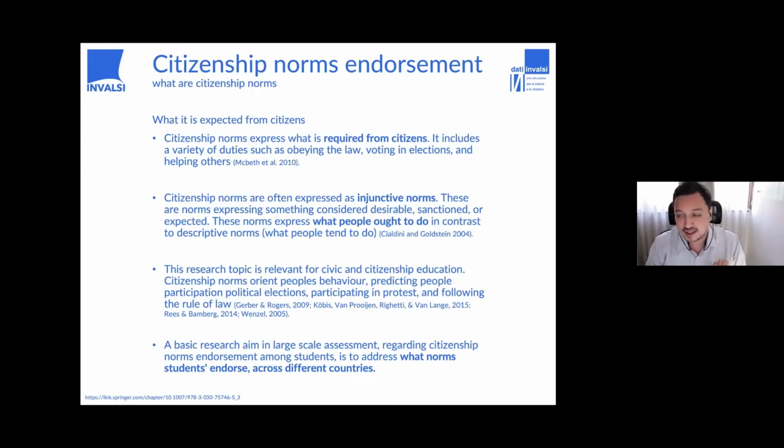And we have previous research that is possibly related to political participation in protests, and following the rule of law. One of the basic research aims in the case of large-scale assessment, in particular in the case of citizenship norm endorsement among students, is to address what are the norms that students tend to endorse more and how and why. But at the same time, if we want to make comparisons between countries that have different educational institutions and different political institutions, we also need some sort of concern regarding whether the kind of models that we have are actually comparable across these different countries.